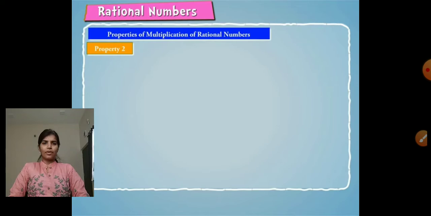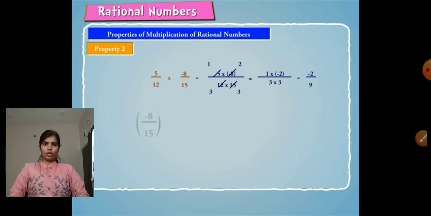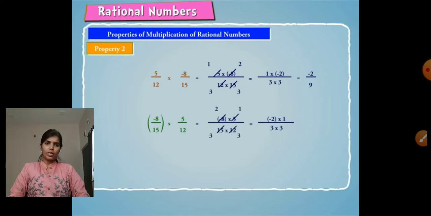In that we have two rational numbers. The first rational number is 5 by 12 and the second is minus 8 upon 15. When we multiply, we cancel: 5 ones are 5, 5 3s are 15, 4 2s are 8 and 4 3s are 12. That means 1 into minus 2 upon 3 into 3 is equal to minus 2 upon 9. And when we multiply minus 8 upon 15 into 5 by 12, similarly we cancel, and our answer is minus 2 upon 9.